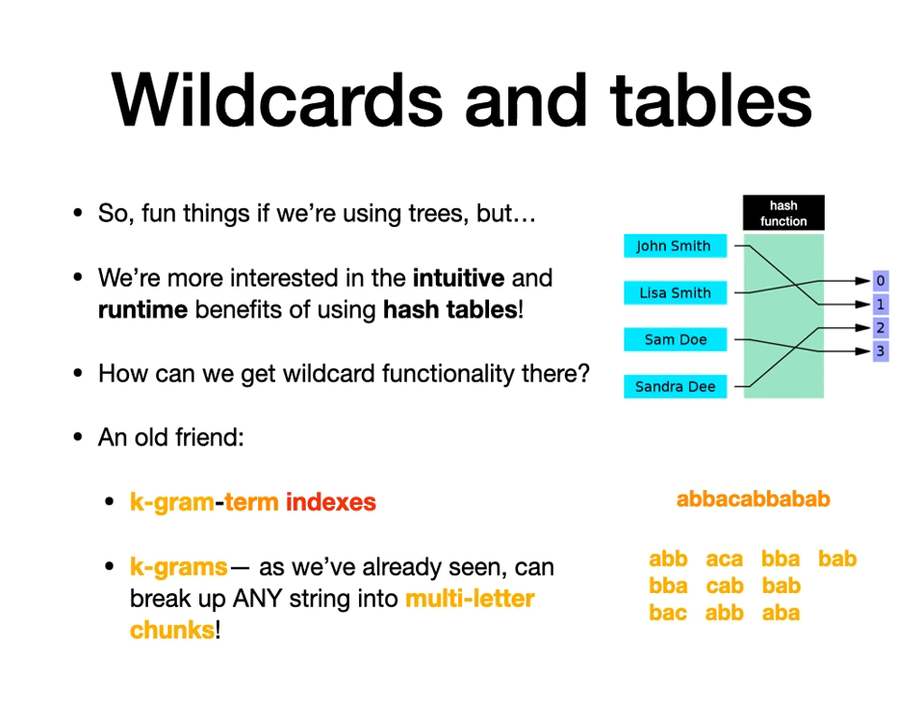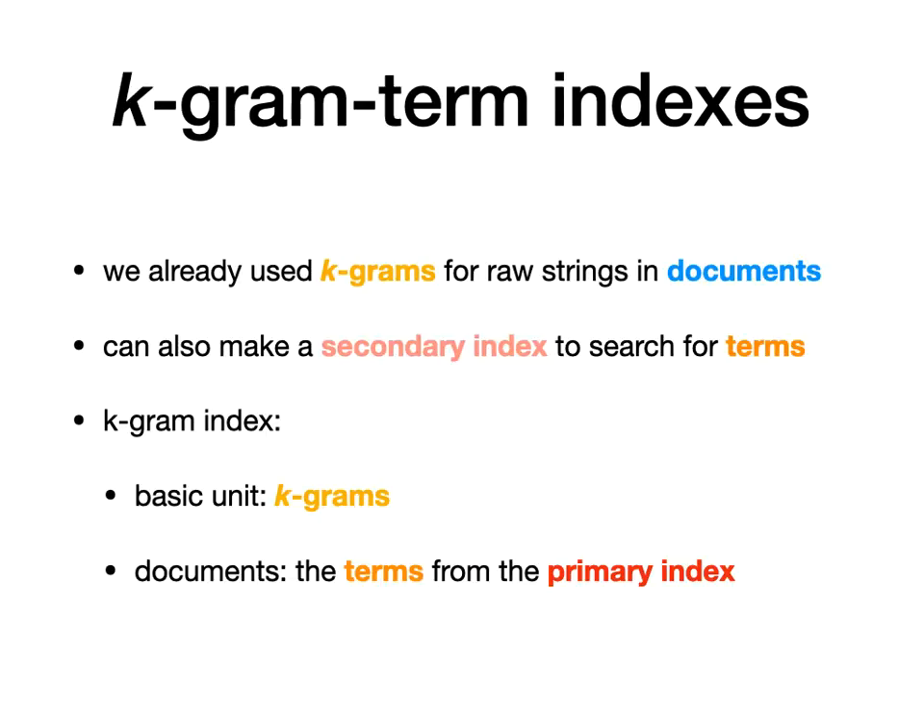So, kgram term indexes. We've already used kgrams for raw strings and documents before to ask, hey, is this order of letters present, that kind of stuff, right? But now we can use it to build a secondary index to search for terms. So in the kgram index, the basic unit is going to be kgrams, and the documents, the postings, will point to terms from the primary index.